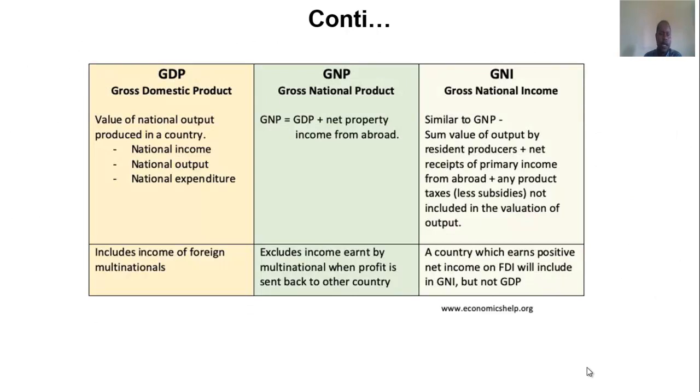Look, you can here draw the difference between gross domestic product and gross national product, and gross national product and gross national income are the same. Okay, there is a technical difference, and you can read and understand from here. For example, when the country gets positive net income on FDI, or foreign direct investments, it will be included in GNI, but not in GDP. Therefore, the difference between GDP and GNP is clear. You can read and understand.